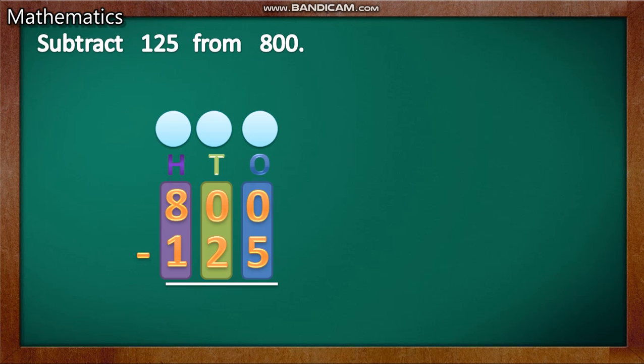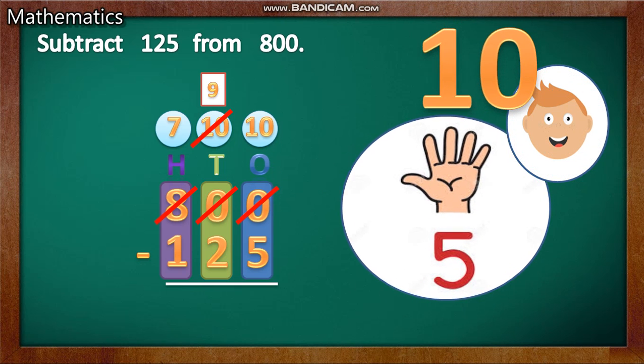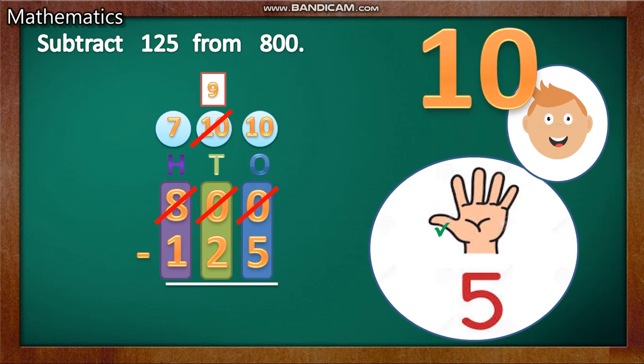So this 8 will change to 7. This 0 will change to 10. Now we have to give 1 to the ones place. So at that time that 10 will change to 9 and this 0 will change to 10. Okay, now let's do 10 minus 5. 10 in your mind, 5 in your hand, count back. 9, 8, 7, 6, 5. 5 is the answer. Now 9 minus 2.